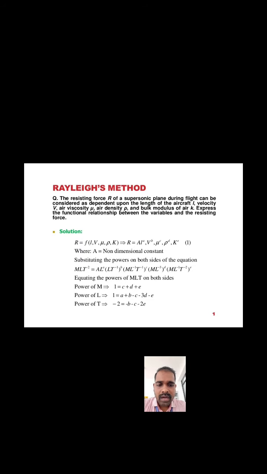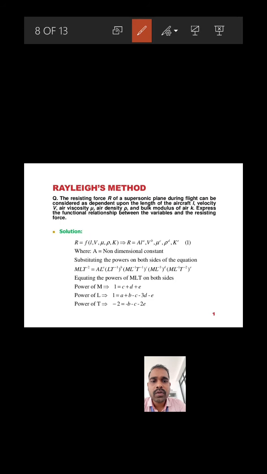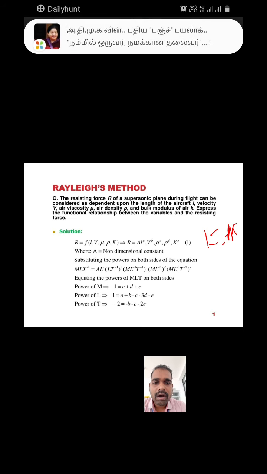So let us see one problem. The resisting force R, it is a force, its unit is Newton. By Newton's second law, force equals mass into acceleration, kg meter per second square. The resisting force R of a supersonic plane during flight. That is, one aeroplane is flying in the air.